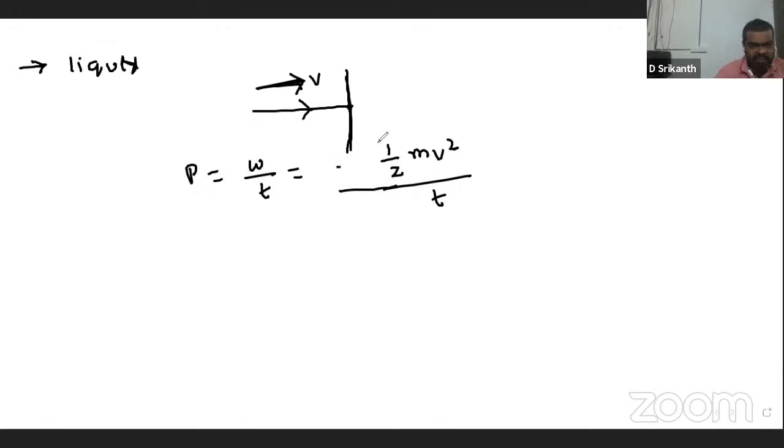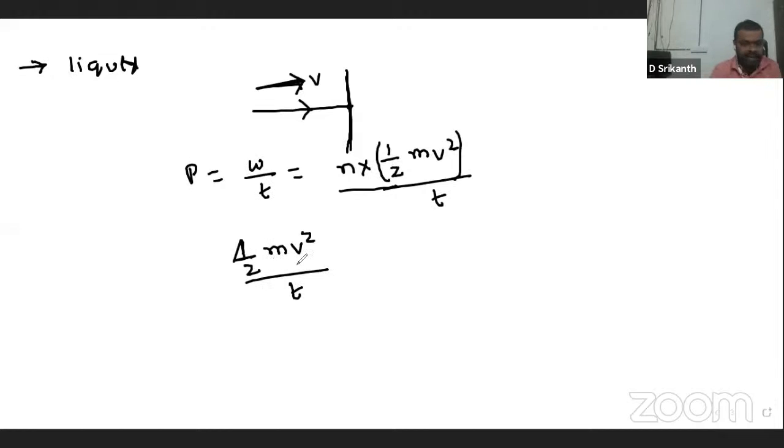If we are having a number of particles, we are having n into half mv square by t. For one particle we can write half mv square. For n number of particles, it means n into half mv square by t. Suppose half mv square by t.